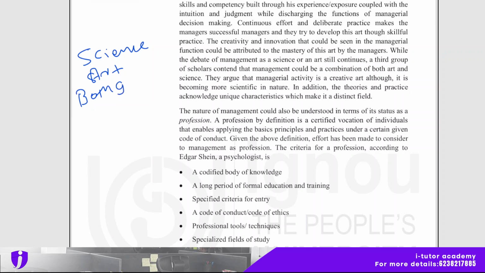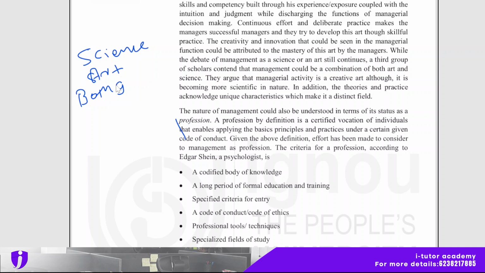Okay, so they argue that managerial activity is a creative art. It is becoming more scientific in nature. In addition, the theories and practices have unique characteristics which make it a distinct field.